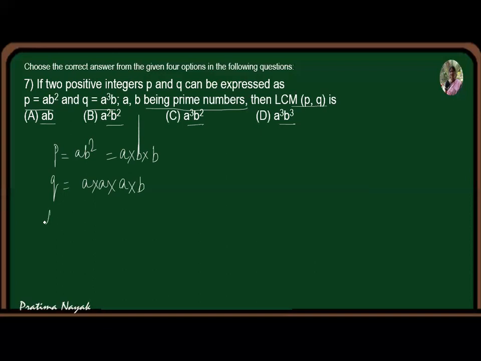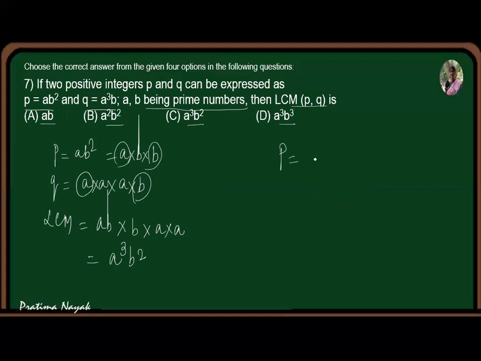So what is LCM? LCM means you have to first write the common thing. What is common? Common is a. Then your common is b. Then you write down what is left. Here b is left, here 2 a's are left. So the answer will be a cube b square.